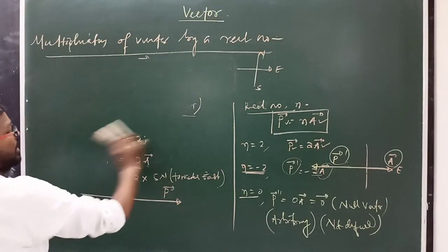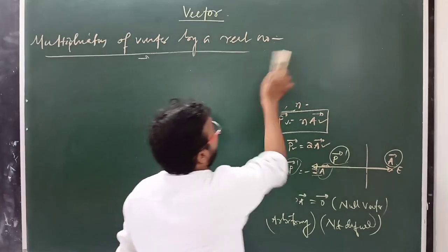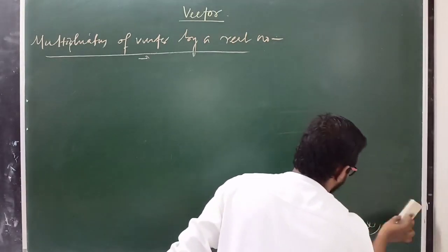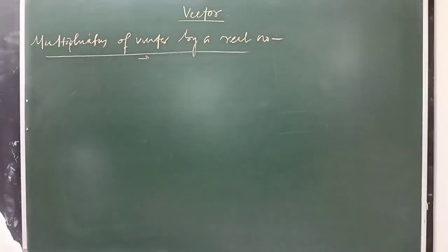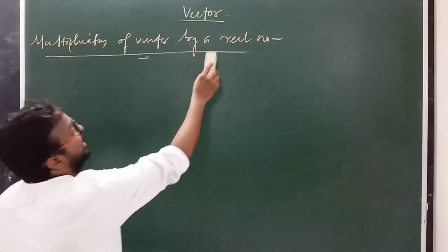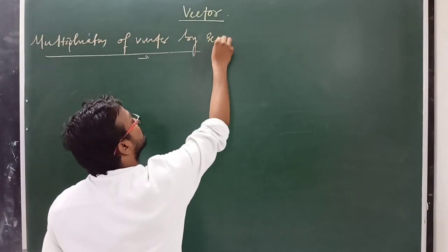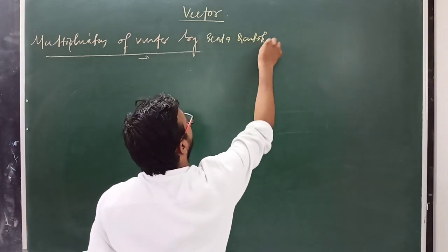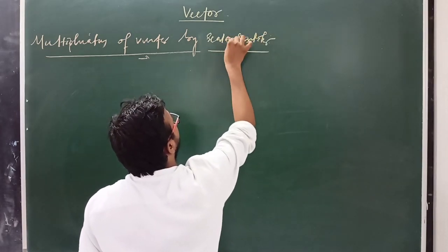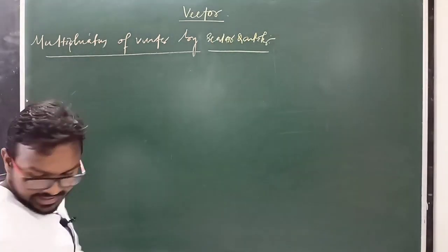Next, come to another point: multiplication of a vector by a scalar quantity. So now let's start. Multiplication of a vector by a scalar quantity. Clear? Okay, suppose there is a vector.